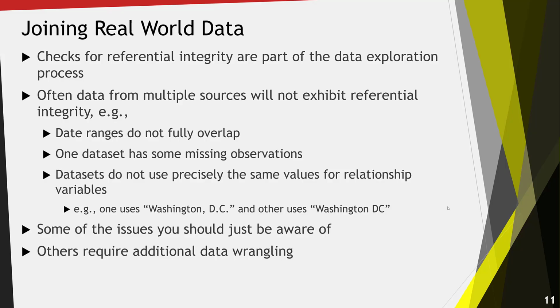Additionally, data sets might not use precisely the same values for relationship variables. For example, one data set could use "Washington, D.C." with periods to represent Washington, D.C., and the other could use "Washington DC" with no commas or periods. Relationship variables have to be exactly identical. These pieces of text aren't, and that would cause your join to fail on those observations. Some of the issues here, for example, date ranges that don't overlap, you should simply just be aware of. But other issues, for example, Washington, D.C. not matching the corresponding text in another table, might require additional data wrangling.